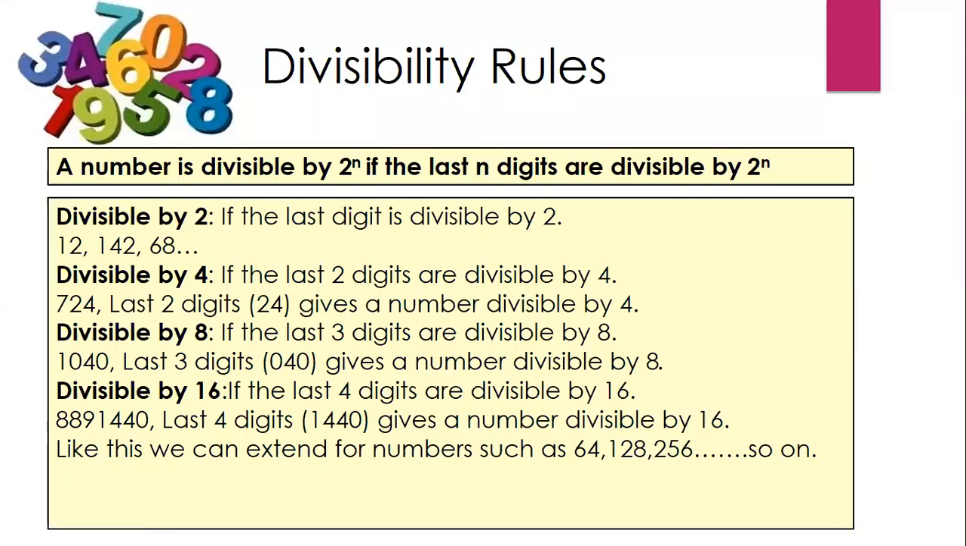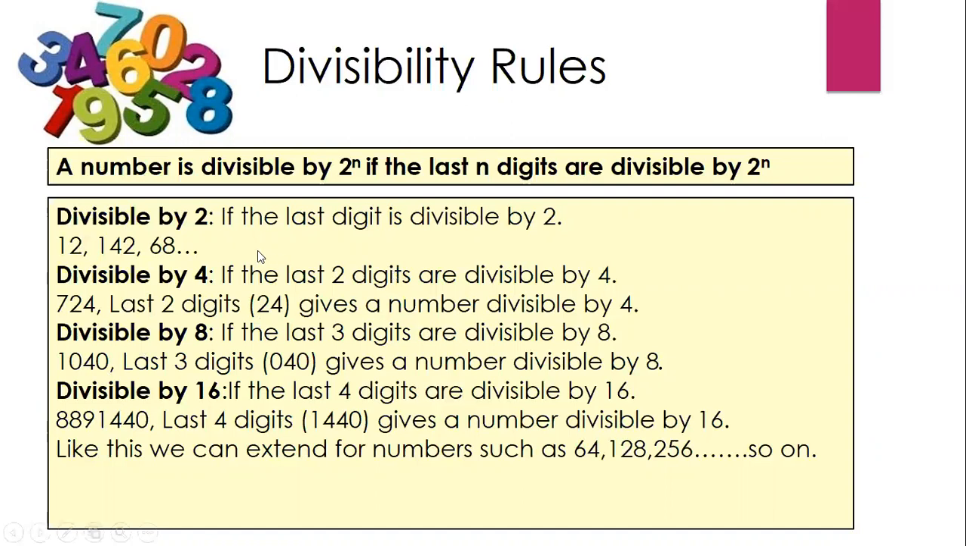First, we'll see the divisibility rule for 2, 4, 8 and 16. All the numbers which come under the powers of 2 follow a specific pattern. For the divisibility rule for 2, we just see the last digit. If the last digit is divisible by 2, the whole number will be divisible by 2. For 4, we see the last two digits. If the last two digits are divisible by 4, then the whole number will be divisible by 4. Same way for 8, we need to see the last three digits. If the last three digits are divisible by 8, then the whole number will be divisible by 8.